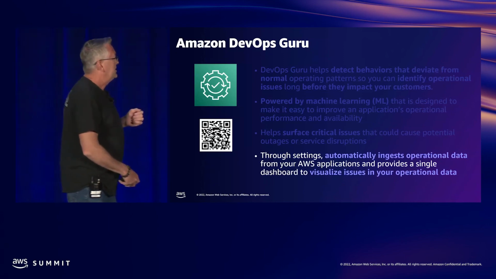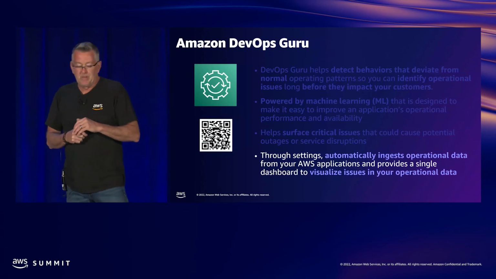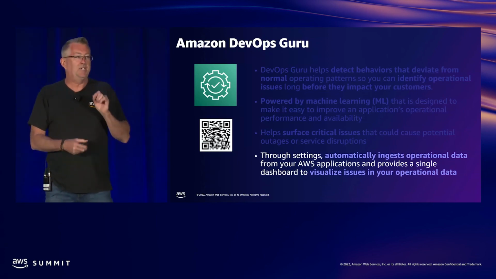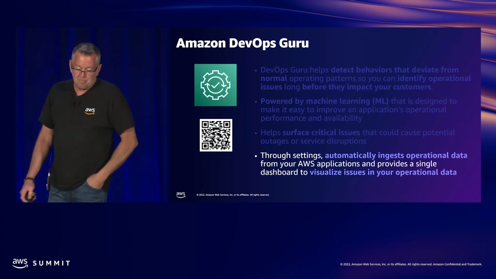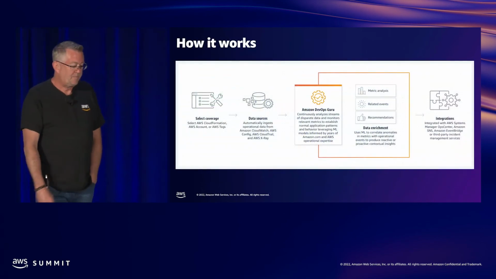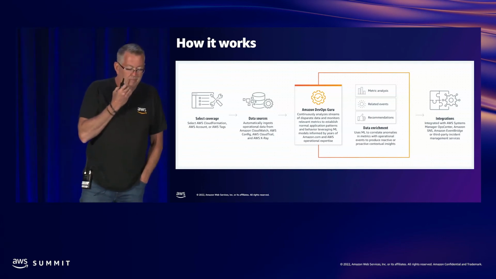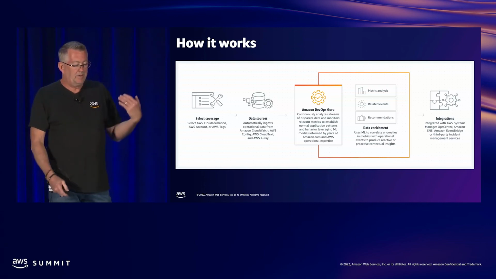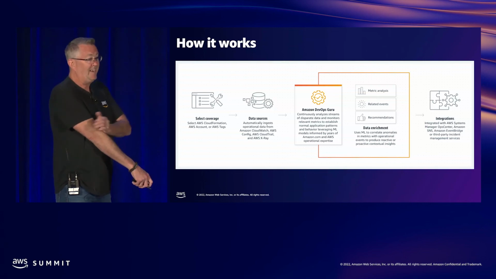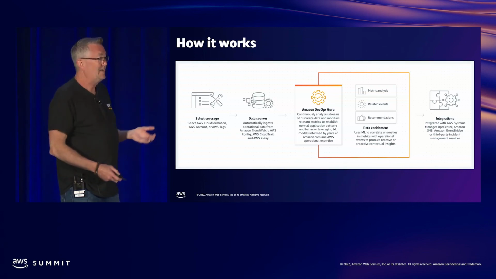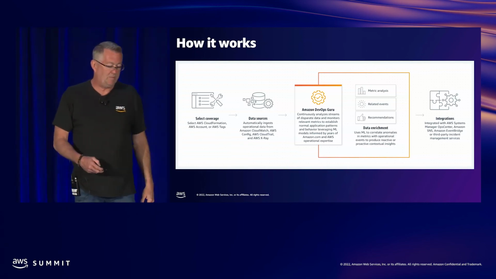But using settings, you basically automatically ingest this operational data from your AWS applications. And then it gives you a single dashboard where you can look at those issues in the operational data. So again, how it works is that you select the services that you're going to cover. Really nice integration here. Define the data sources, and then DevOps Guru will give you metric analysis. And we'll talk about related events, and it will even give you recommendations along the lines so that you can then understand what's happening with your applications.